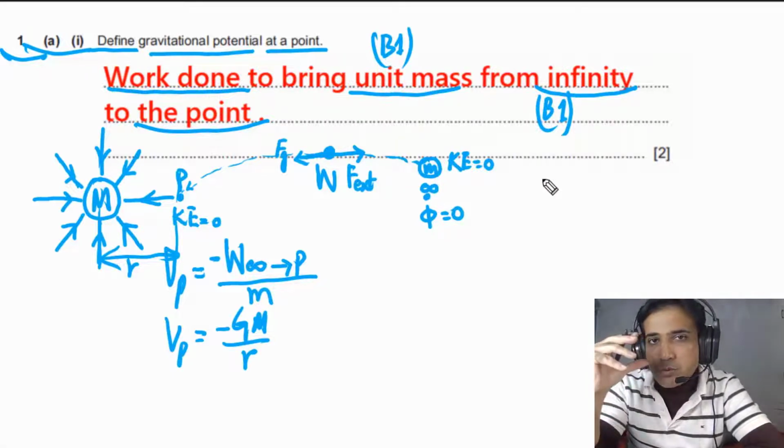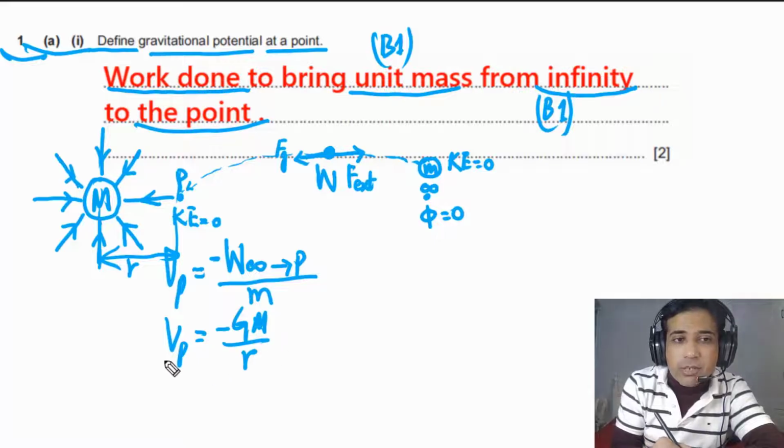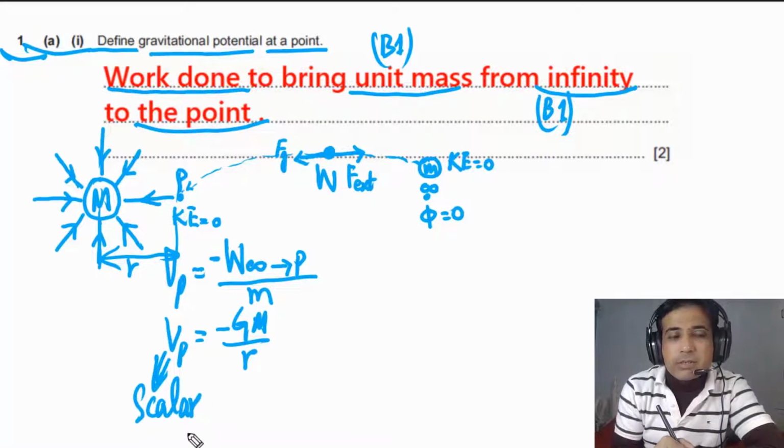I hope your concept of gravitational potential is now clear: how we define gravitational potential at a point. And also you need to understand potential is a scalar quantity. So this is a scalar quantity.